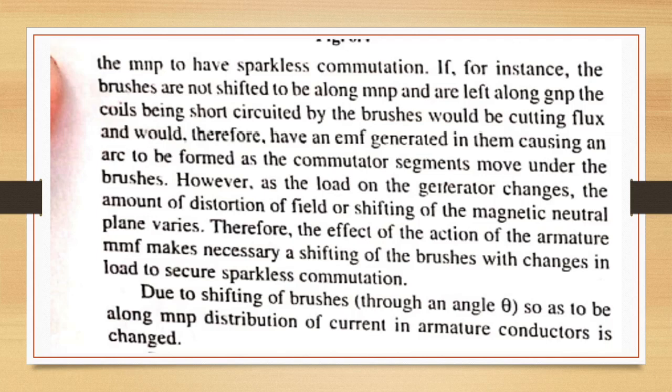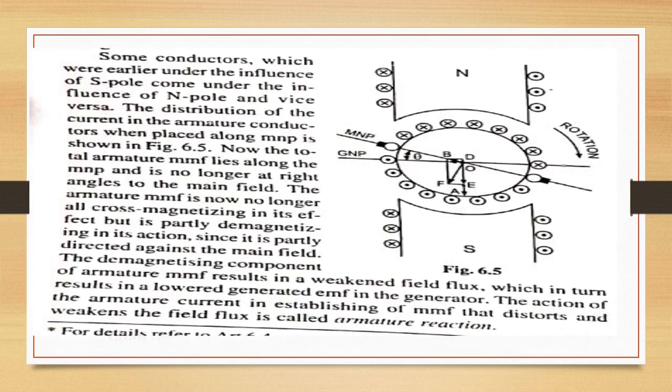So due to shifting of brushes through an angle theta so as to be along MNP, distribution of current in armature conductors is changed. Some conductors which were earlier under the influence of south pole have now come under the influence of north pole and vice versa. That is, conductors which were under south pole have now come to north pole and conductors under north pole have come under the south pole. The distribution of current in armature conductors when placed along MNP is shown in this figure.